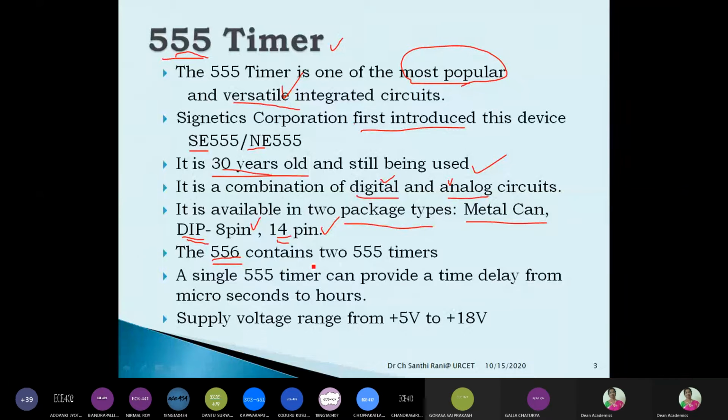The 556 IC contains two 555 timers. That means when we talk about a 555 timer, we also should mention what this 556 is. 556 is a combination of two 555 timers.